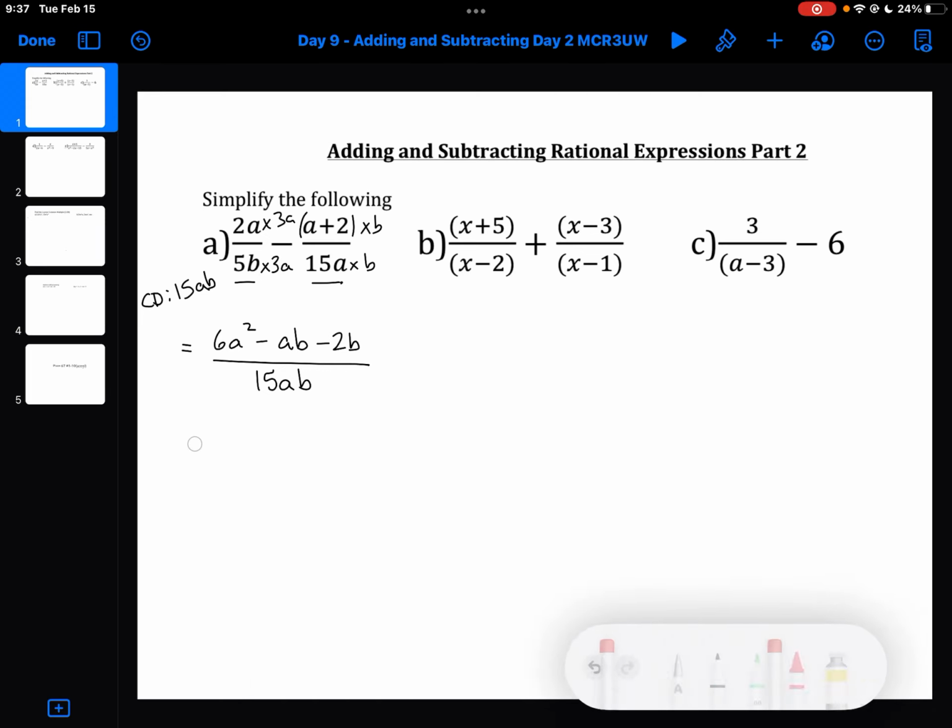So the next thing I'm going to do is state my restrictions. So I'm looking at the numbers that cause a problem for my denominator. So a can't equal 0 and b can't equal 0.